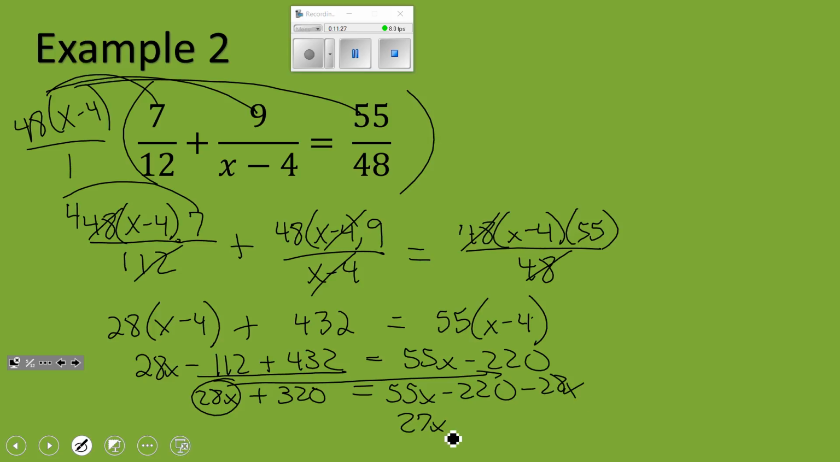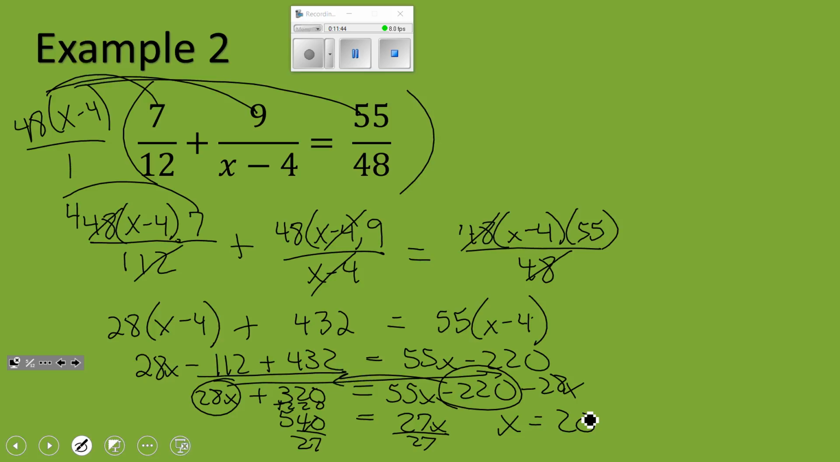So you get 27x, if you move this over, equals 540. And when you divide by 27, what does x come out to be? X equals 20. Okay, how many got 20?